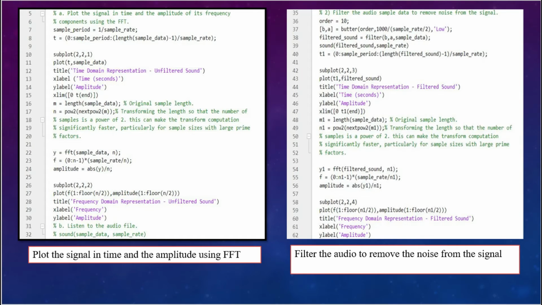Next, n equals pow2. Its function is transforming the length so that the number of samples is a power of 2. This can make the transform computation significantly faster, particularly for sample sizes with large prime factors. And the last one is filter. Its function is used to filter input signals. For the description, b is the numerator of the coefficient, a is the denominator, and sample data is the signal required to be filtered.